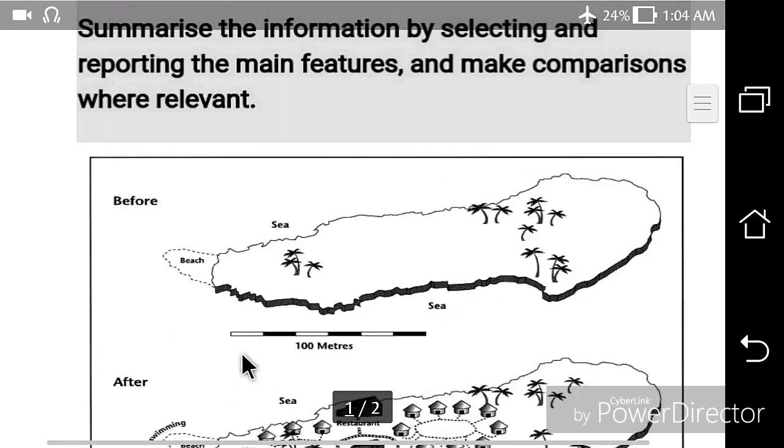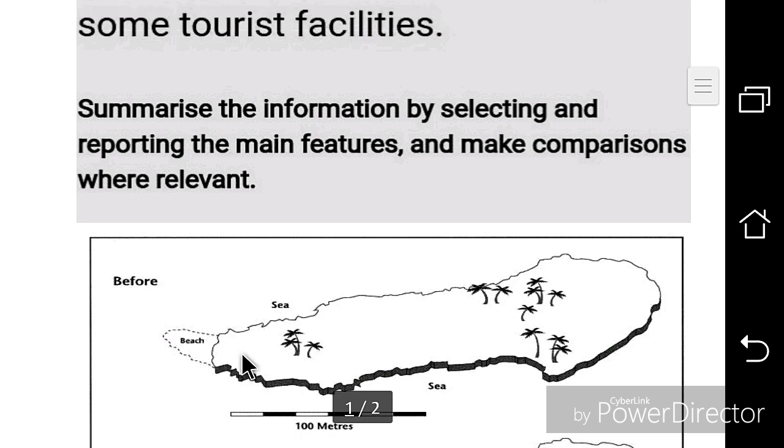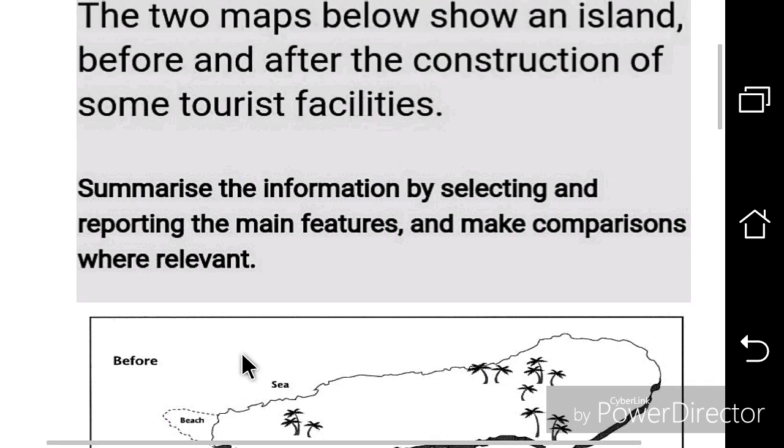Now, while writing the map, the opening paragraph should be the paraphrased question. So the question here was, summarize the information by selecting and reporting the main features and make comparison. And the question was, two maps below show an island before and after the construction of some tourist facilities. Now how will one paraphrase this one? You can paraphrase before and after by pre and post.